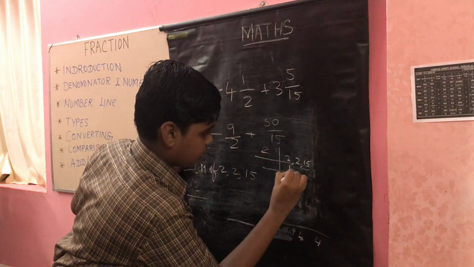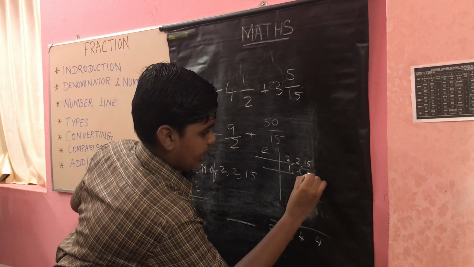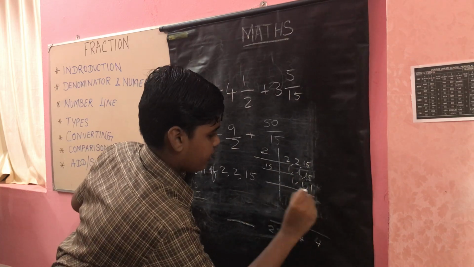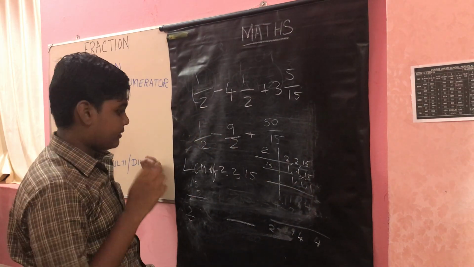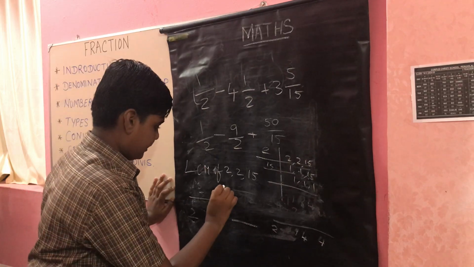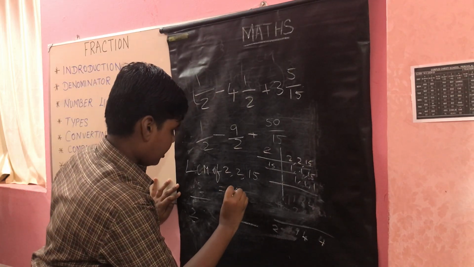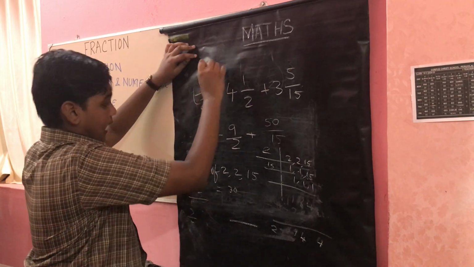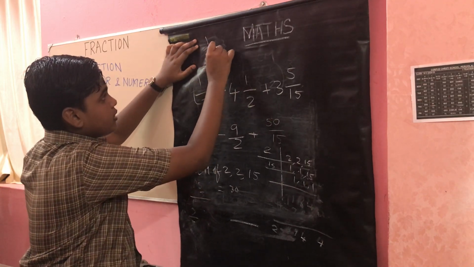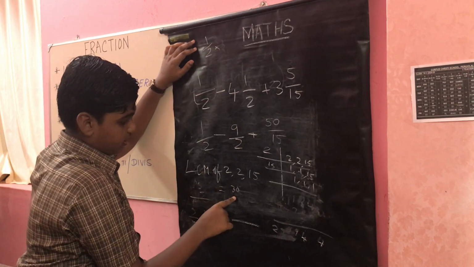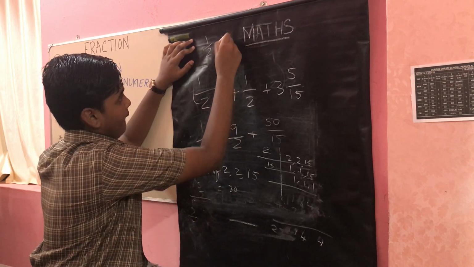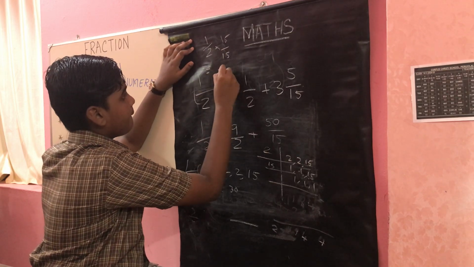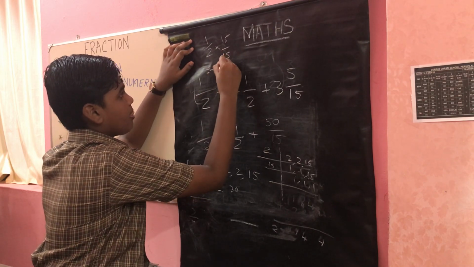So in the second table it goes 1 1 15, and 15 goes in 1 1. So what's 15 into 2? 30. So 30 is the LCM, right? Now we need to convert these into this 30. So I'll write it here. So 1 by 2, 15 into 2 which is equal to 30, 15 by 30.